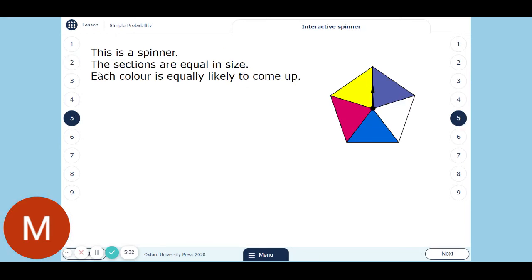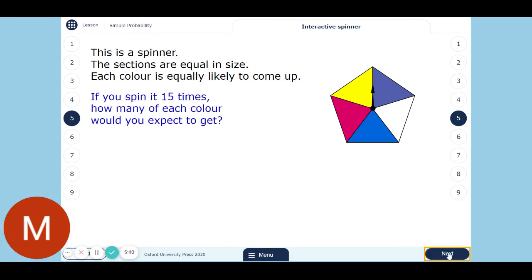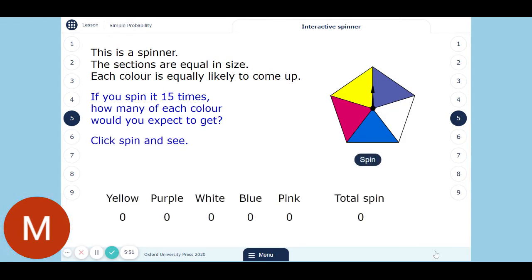Right, this spinner has sections that are equal in size. That means they're all equally likely to come up. If you spin it 15 times, how many of each colour would you expect? Well, 5 different colours, 15 times. I'd expect 3 of each, but I wouldn't be surprised if it didn't happen. Okay, click spin and see. Let's hope this works quickly. Seems to be doing it fairly slowly.